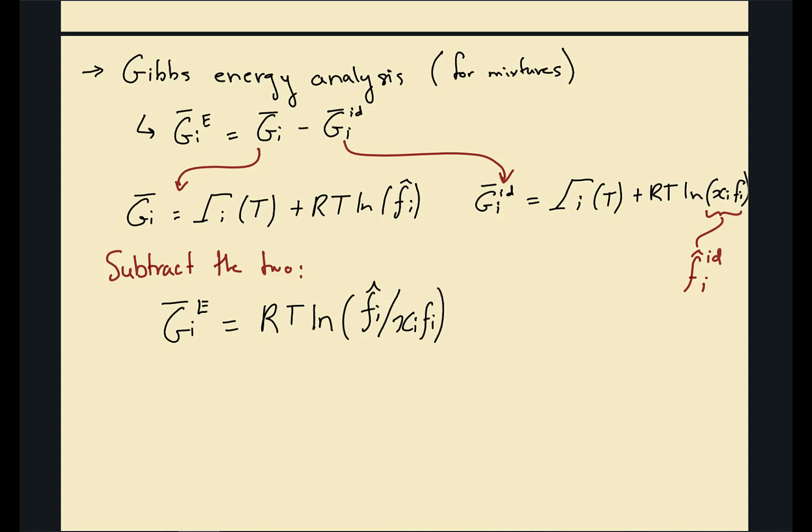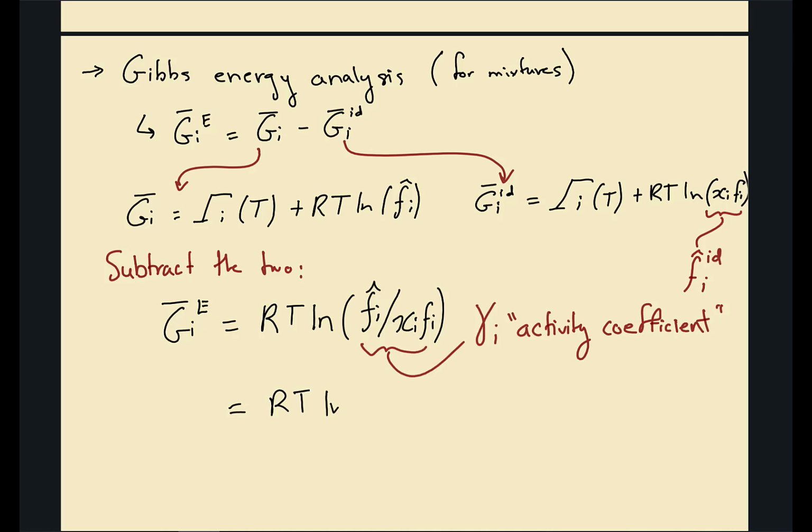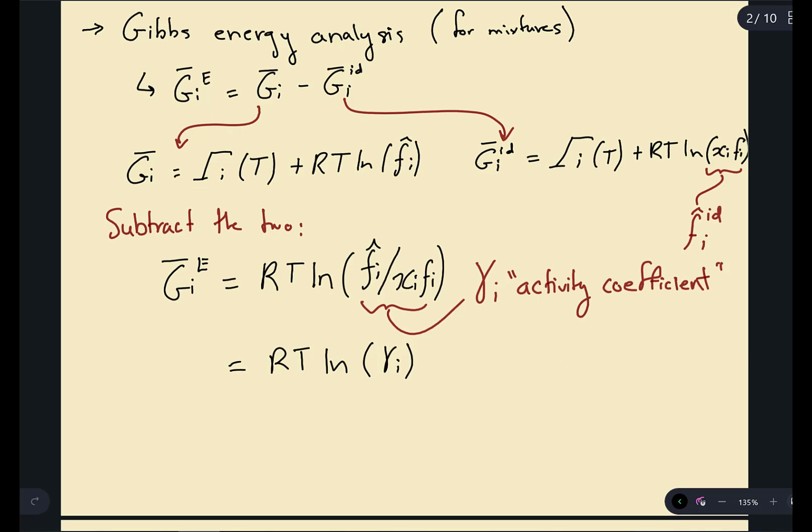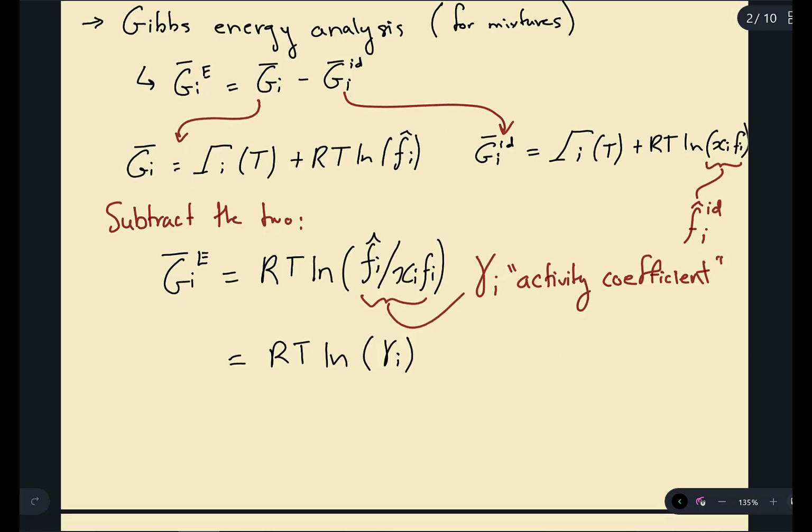And what we said also in the previous lecture is that this is actually our activity coefficient. So this is gamma i, which is the activity coefficient. So we can simply write that in. So we can just say this is equal to RT natural log of the activity coefficient of component i.